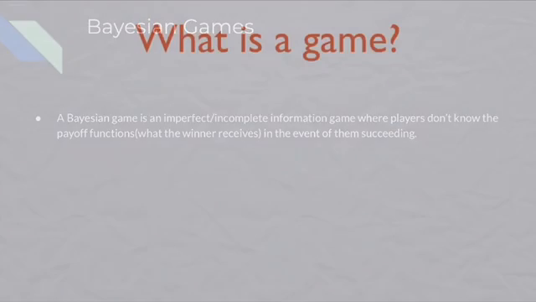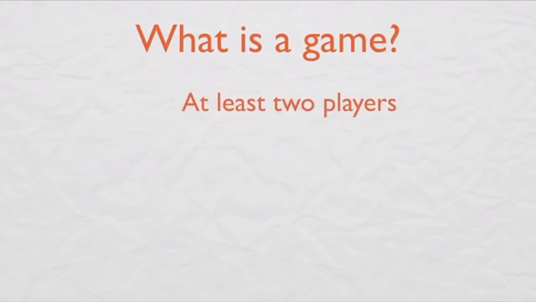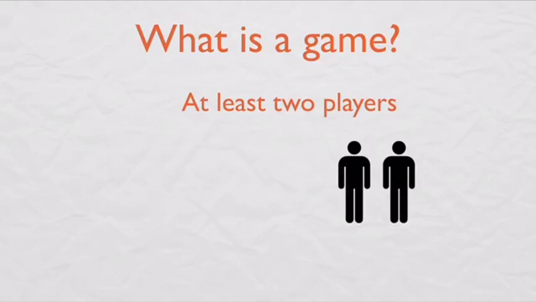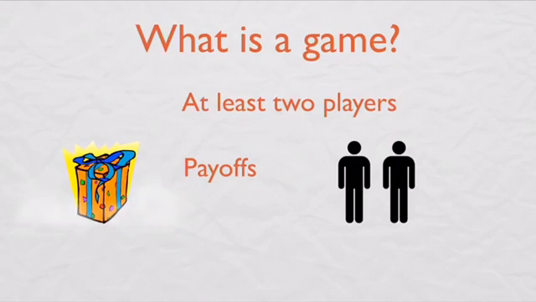To have a game, you need at least 2 players, sometimes called agents, or if you want to be really crazy, people. And you need payoffs for the players. You need to define the outcomes they can potentially get depending on how the game unfolds. And finally, you need rules for the game.